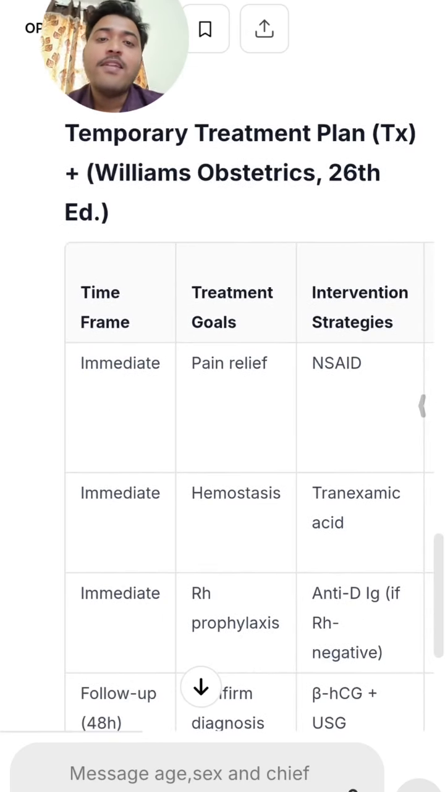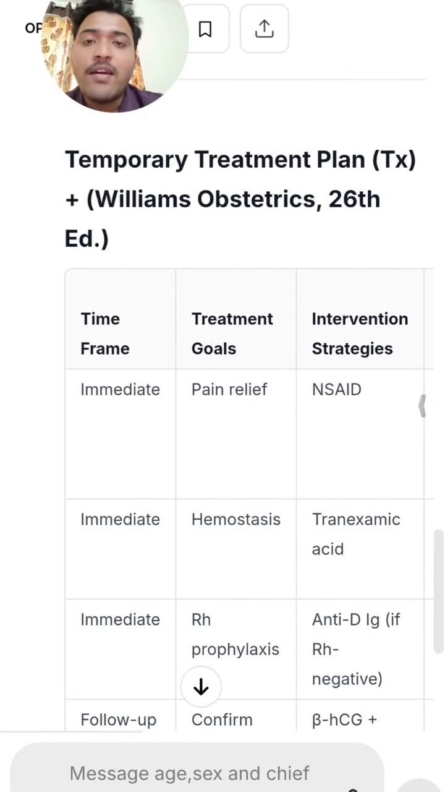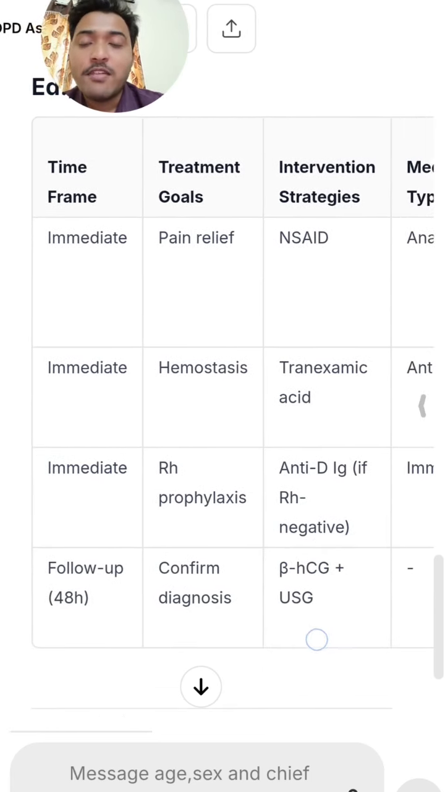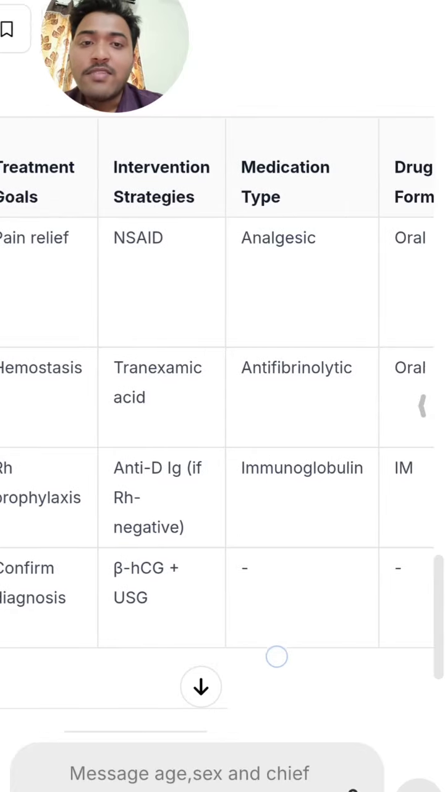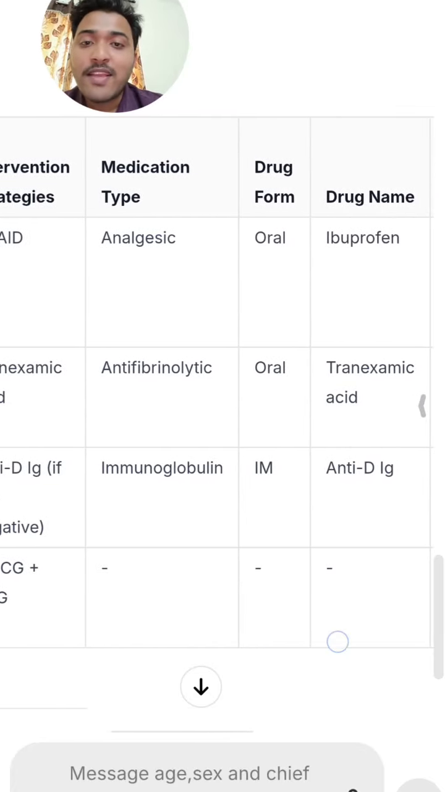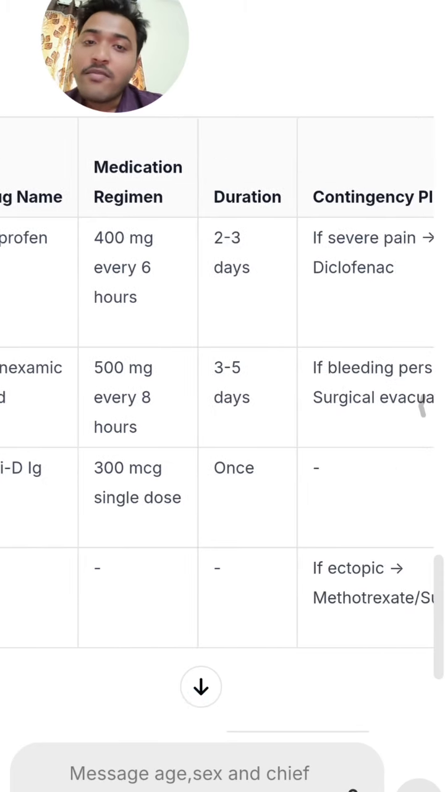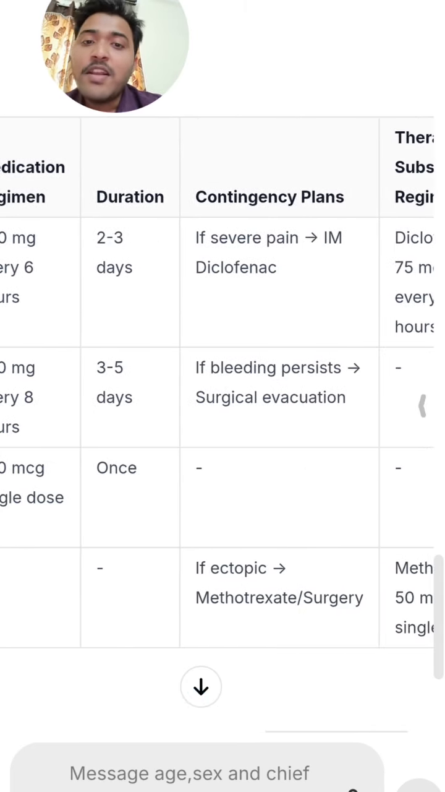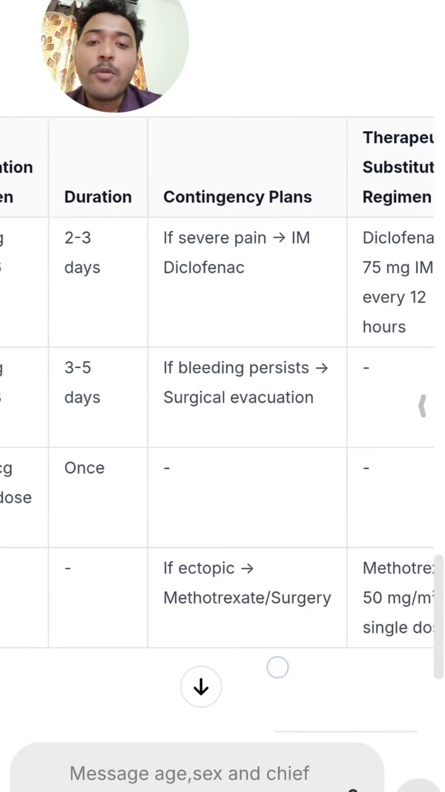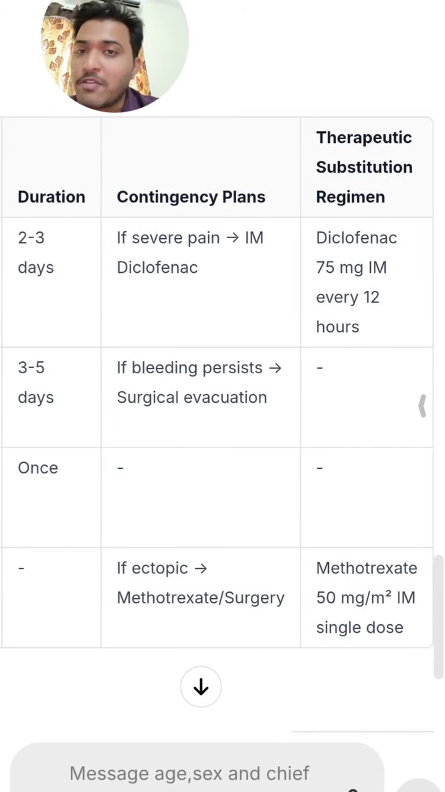Okay, and then there is the immediate treatment plan, and the book it is deriving the treatment plan from. It will give the day-wise treatment plans. First it is asking us to stop the bleeding using tranexamic acid 500 mg dosage for 3 to 5 days. Okay, if the bleeding still persists, we can go with surgical interventions. So if the ectopic pregnancy is confirmed, we can go with the methotrexate it suggested.